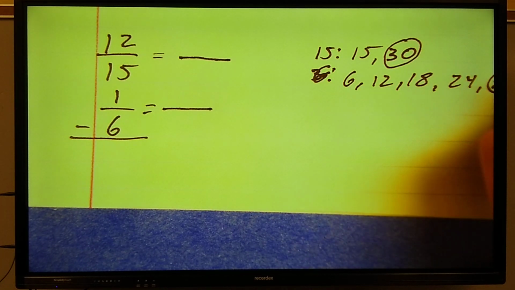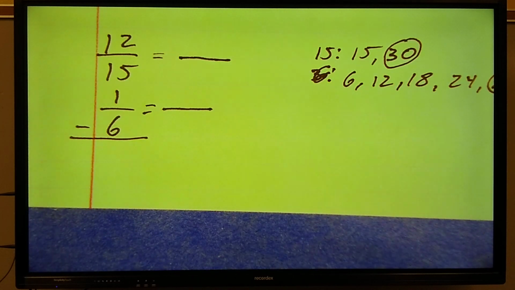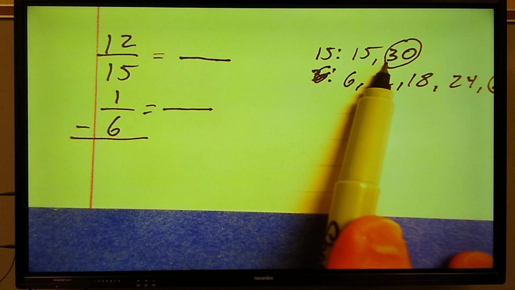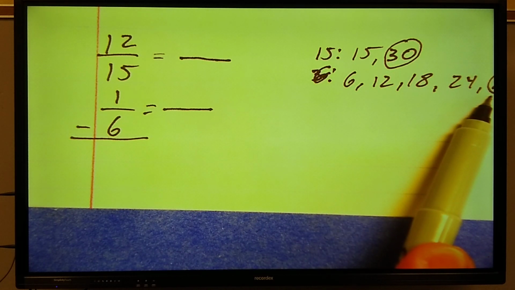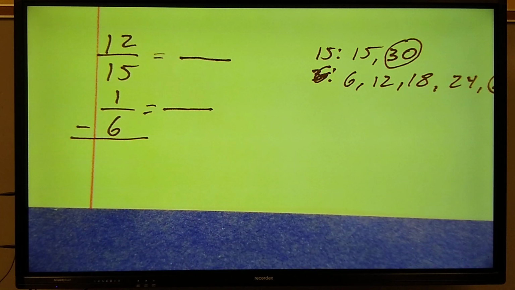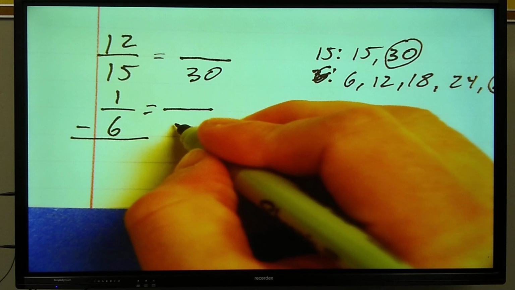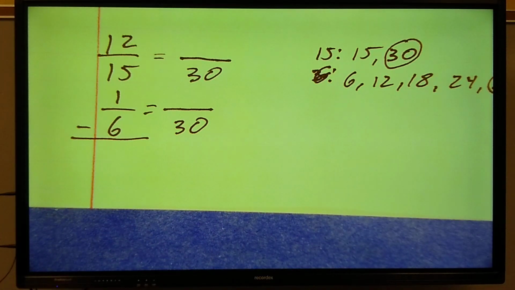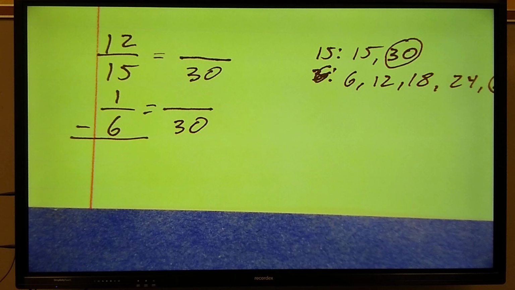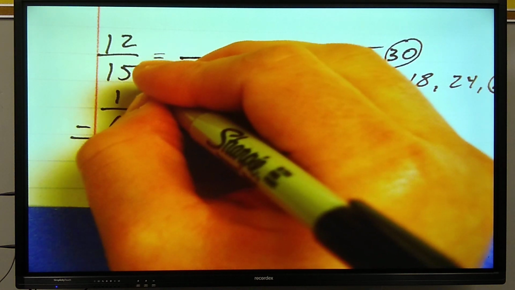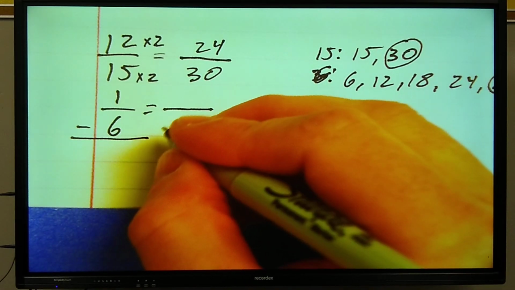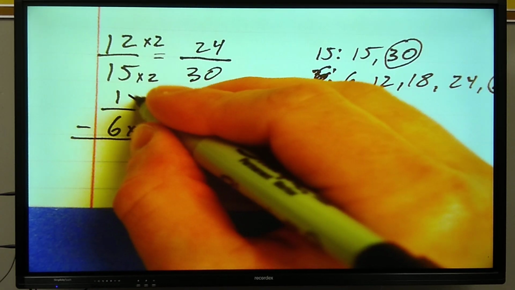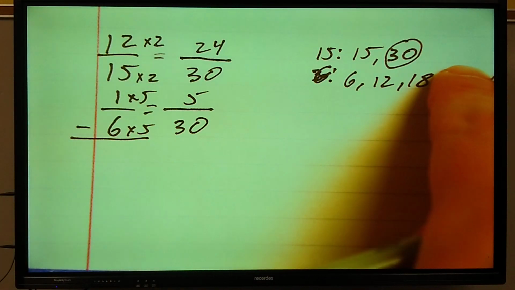30 should have been what you come up with. Now, as soon as you did 15 times 2 equals 30, you should have known, well, 6 will definitely go into 30, 5 times. So it should have been simple. 30 ended up being your least common denominator after you found the least common multiple. So now you must find the new numerators. 15 times 2 is 30. 12 times 2 is 24. 6 times 5 is 30. 1 times 5 is 5.